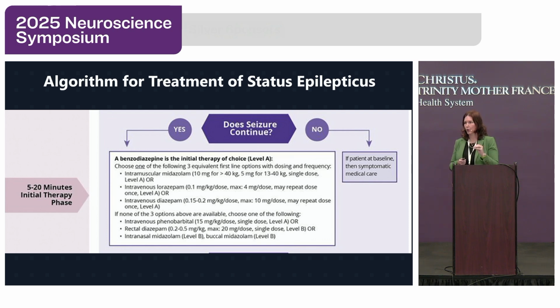You can repeat it once. And so most of these patients are going to need 4 milligrams of Ativan very quickly. And if they continue to seize for another few minutes, then you would do a second dose of the Ativan. If, for whatever reason, it's not available, phenobarbital has a high level of evidence, level A. Rectal diazepam and intranasal midazolam you can also give.